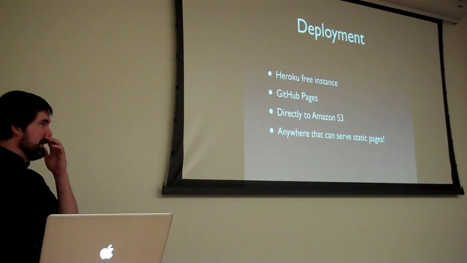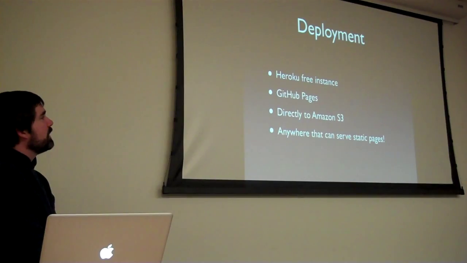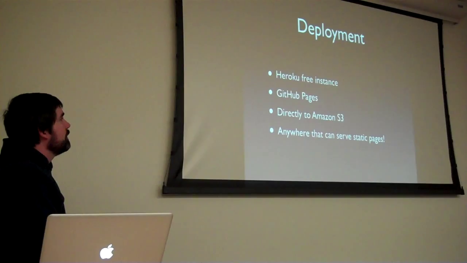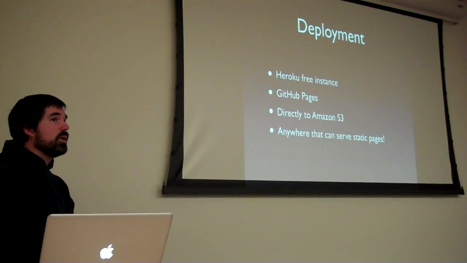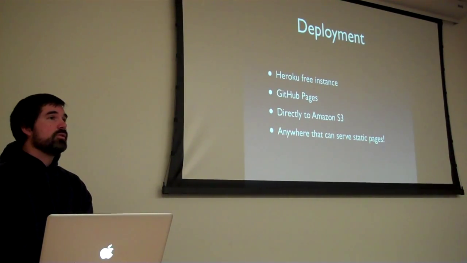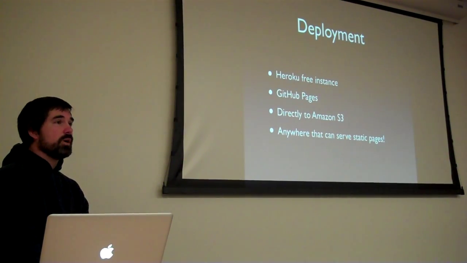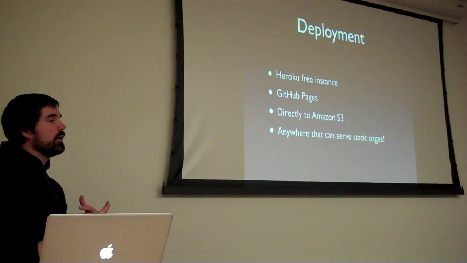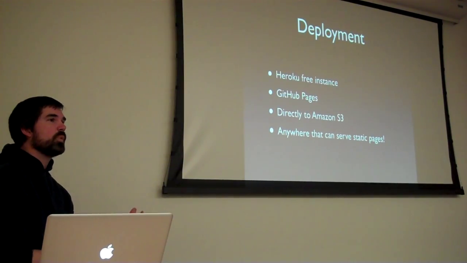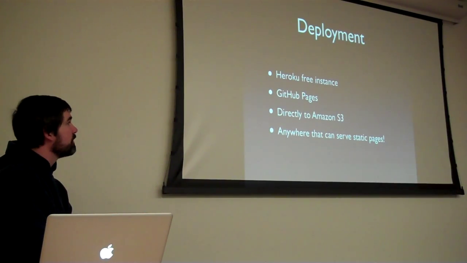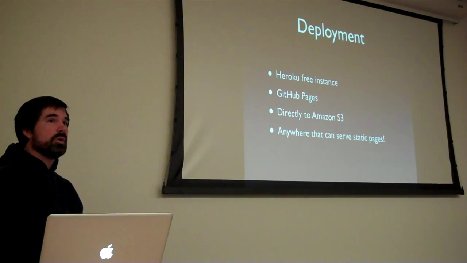So deployment is really easy. Heroku is what we use for our deployment. We're just on the free instance, and that works very well for us, especially because it's free. But with GitHub Pages, you can actually deploy directly from your GitHub repository. You can set that all up through the GitHub configuration or admin section, where they allow you to set up a CNAME record so you can have your own domain name, but it's the Jekyll site in the GitHub repo that's being served up.